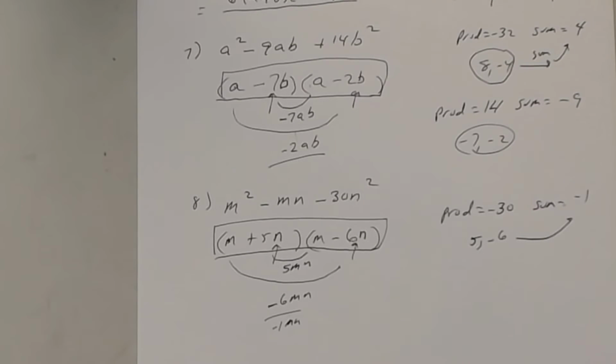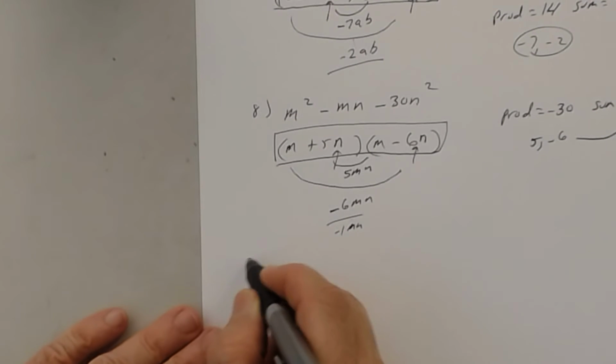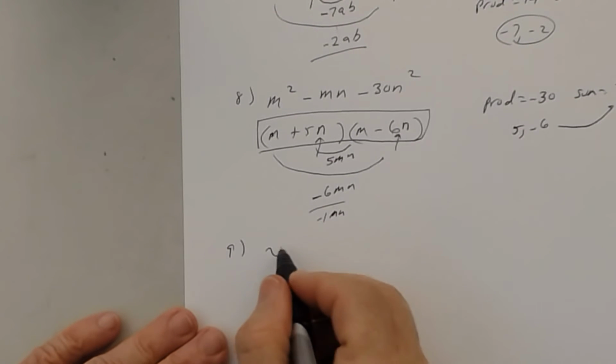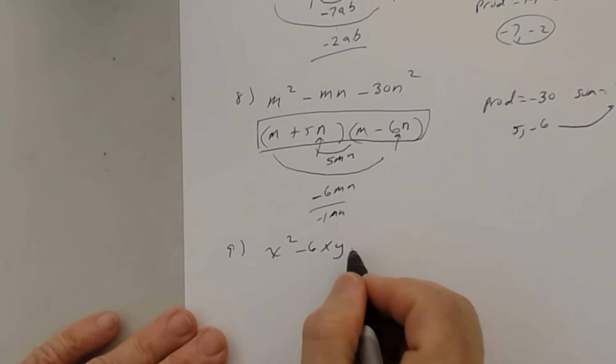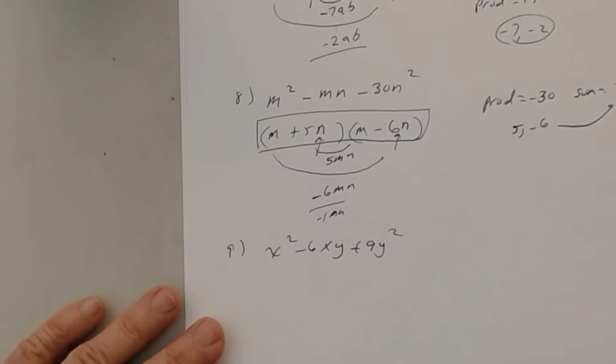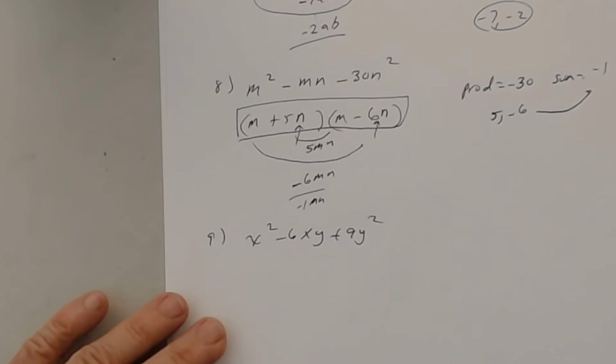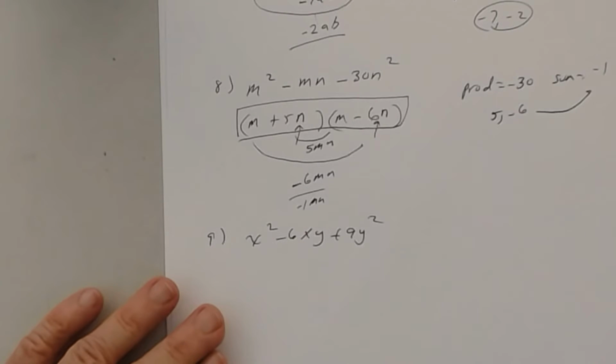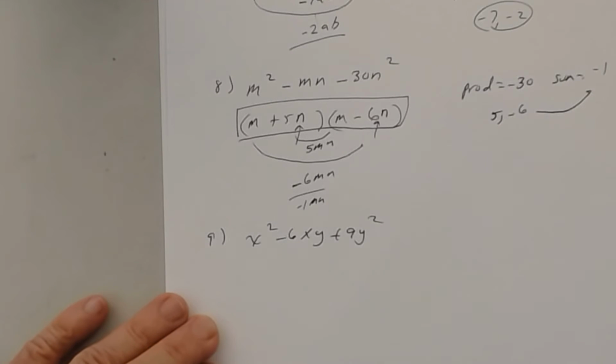Okay, all right, let's look at number 9. Number 9, suppose we had this. We had x squared minus 6xy plus 9y squared. What's the leading term? X squared. What's the coefficient? 1. What's the GCF? 1, right? So that's the easy kind. So I'm going to go directly to the two binomials.